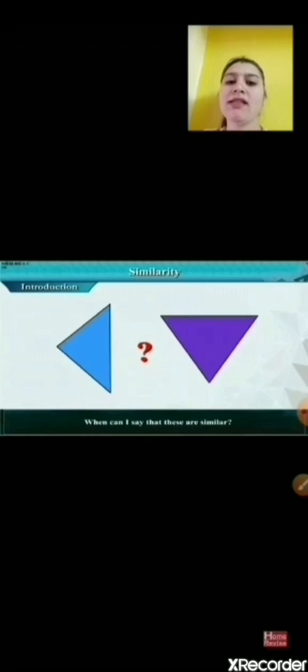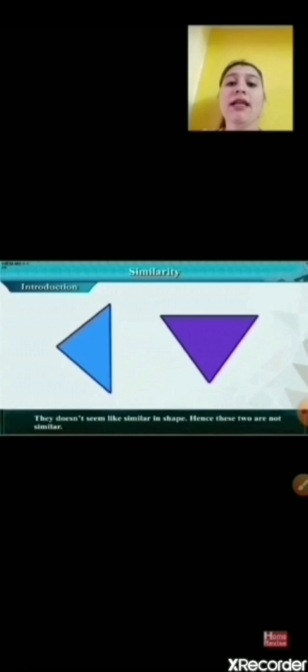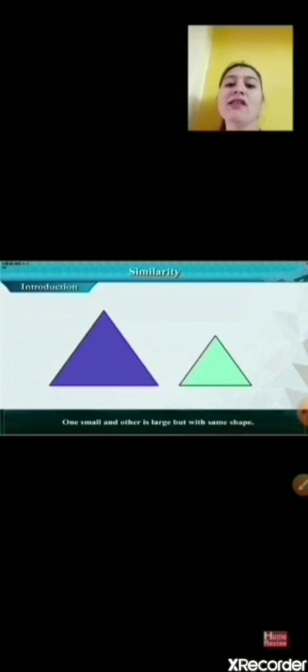When can I say that these are similar? If they have same shapes. They don't seem similar in shape, hence these two are not similar. Now look at these triangles. One small and another is larger but with same shape. Now put them like this. You can see one is inside and other one is out. Right? Are they similar?